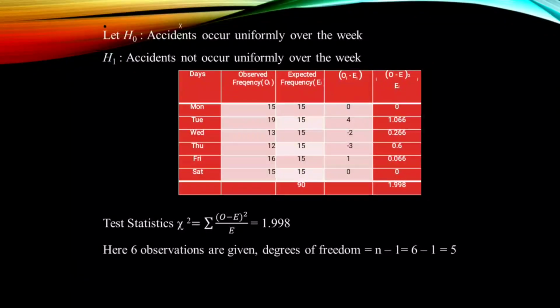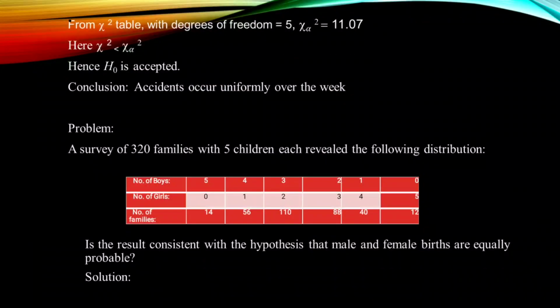So here we have 6 observations. Therefore the degrees of freedom is n minus 1, which is 6 minus 1, which is equal to 5. Now from chi-square table, for the degrees of freedom 5, we have chi alpha square value is 11.07. Now let us compare the calculated value and the table value. Clearly the calculated value chi-square is less than chi alpha square. Hence we accept the null hypothesis H naught. So the conclusion is accidents are uniformly distributed over the week.